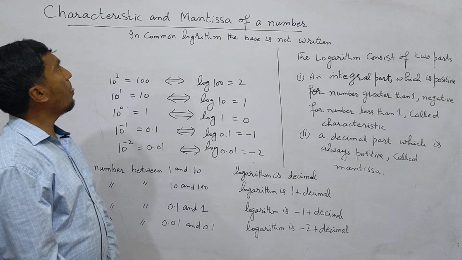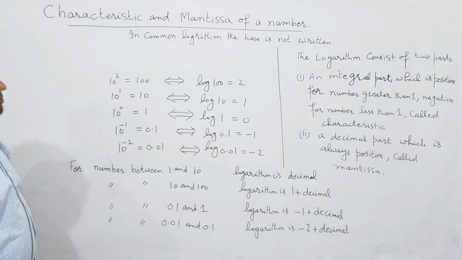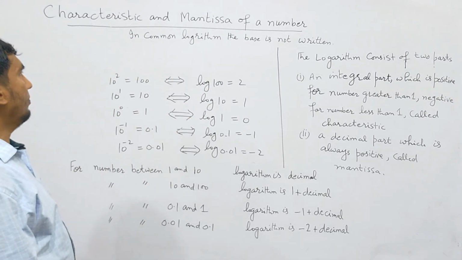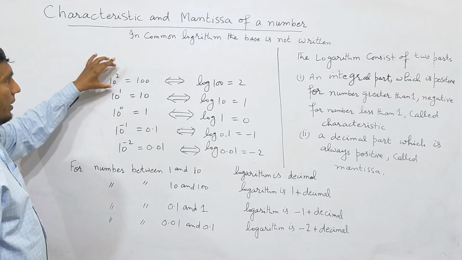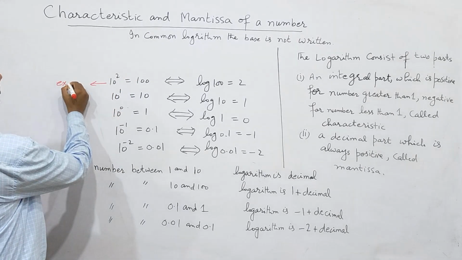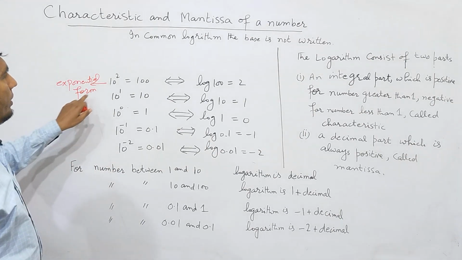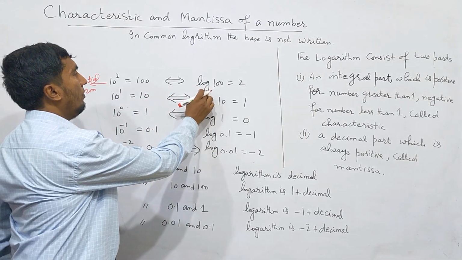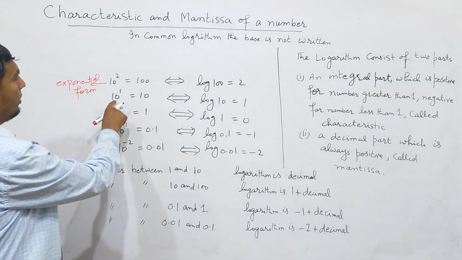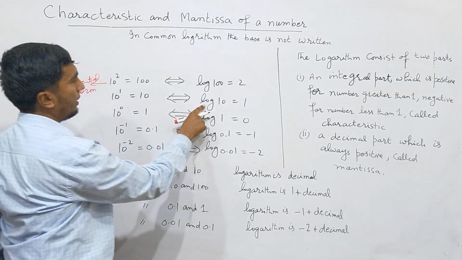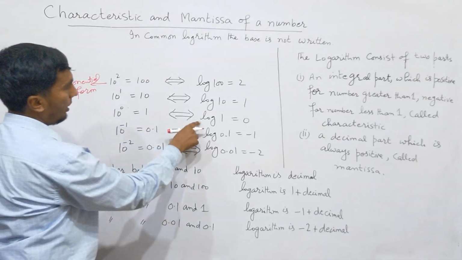Now we will discuss what is characteristic and what is mantissa of any number. In common logarithm, the base is not written usually. If we consider 10 raised to the power 2 is equal to 100, this is an exponential form, and if we want to convert it into logarithmic form, we will write log 100 is equal to 2. Similarly, 10 raised to the power 1 is equal to 10 can be written as log 10 is equal to 1.